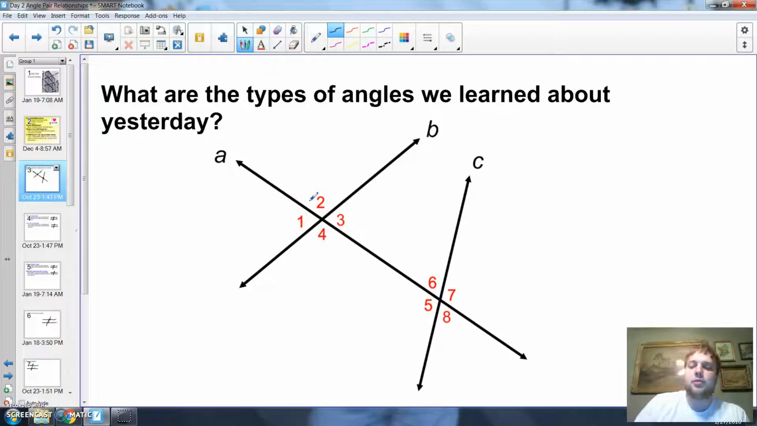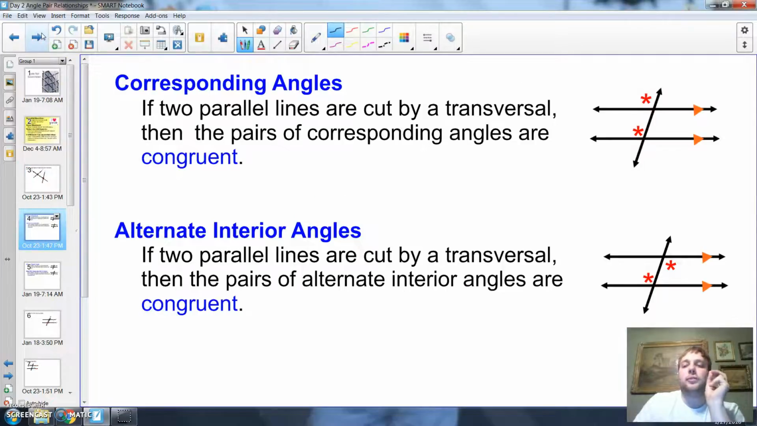Now, I want you to pay attention. So far, what we learned yesterday was about any two lines with a transversal. Today we're really focusing in on parallel lines with a transversal. So I want you to see here on that slide, notice how we have parallel lines. We know they're parallel because of this arrow here. See that orange arrow? That tells us that these two lines are parallel and they're never getting together.